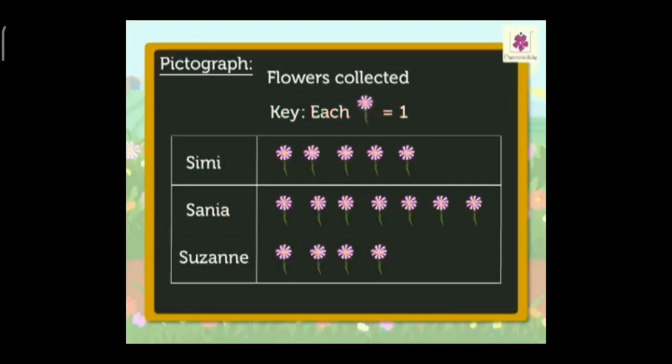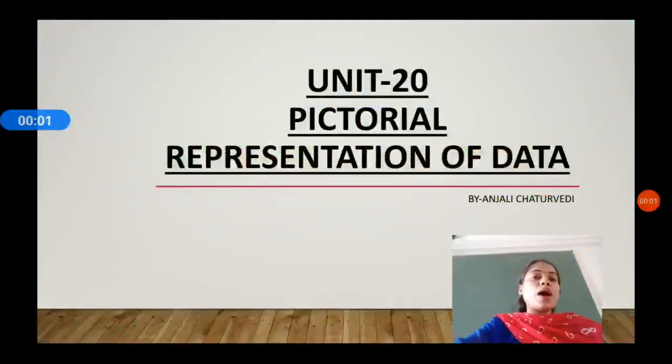Hence, from the pictograph we can say Simi collected 5 flowers, Sania collected 7 flowers and Suzanne collected 4 flowers. So I hope you understood with this video how we represent data, how we draw a pictograph and how we read it. Now let us take one more video example and understand with this.